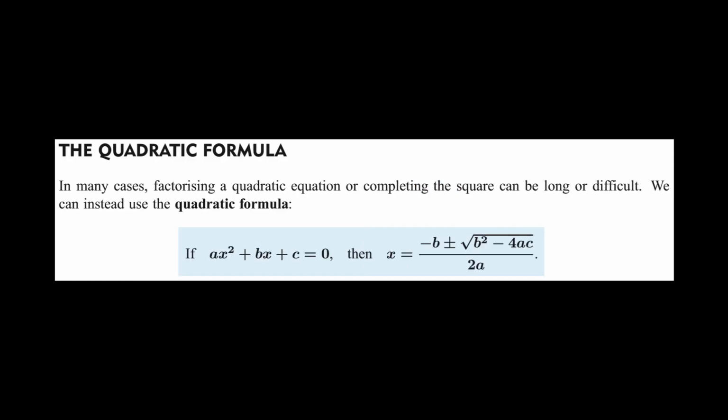The last method we will talk about in this video is the usage of the quadratic formula. So the quadratic formula states that if ax squared plus bx plus c is equal to 0, then x is equal to negative b plus or minus the square root of b squared minus 4ac, over 2a. You don't have to memorize this formula. This formula will be given in your data booklet. Still, I would recommend you to know it because once you do more quadratic problems, this formula won't be too difficult to memorize or know.